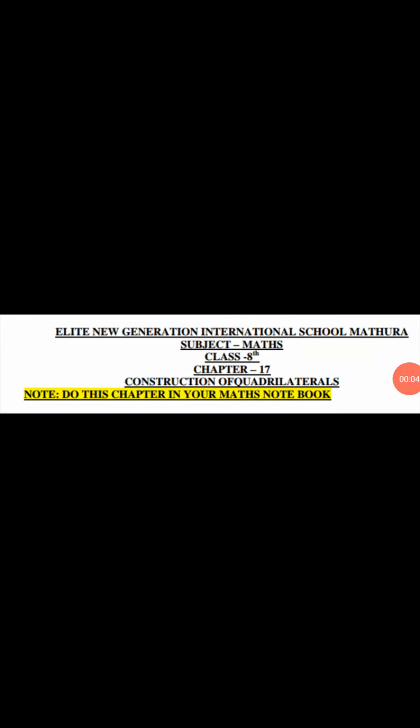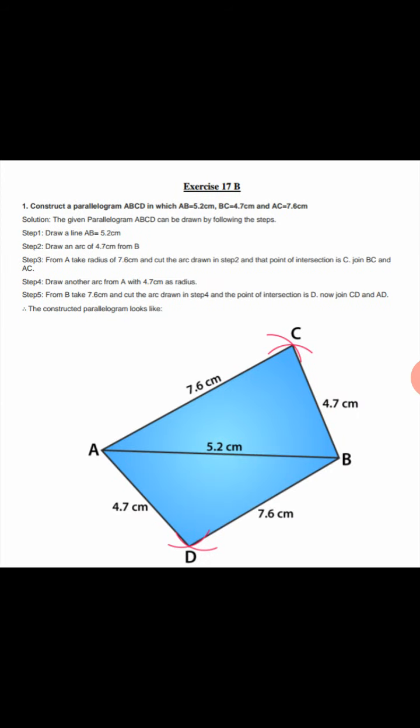Today we are going to start the next exercise of chapter number 17, that is construction of quadrilaterals. Before this we have completed our first exercise, that is 17.1, and today we are going to start our next exercise 17.2. In this exercise we have to do all the questions in your notebook. Now see question number 1.